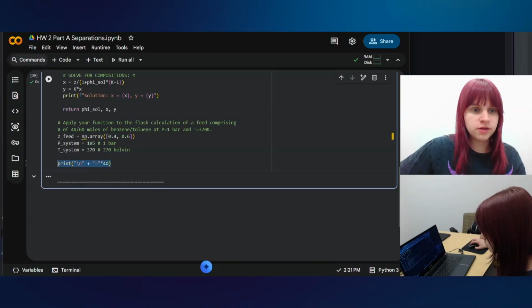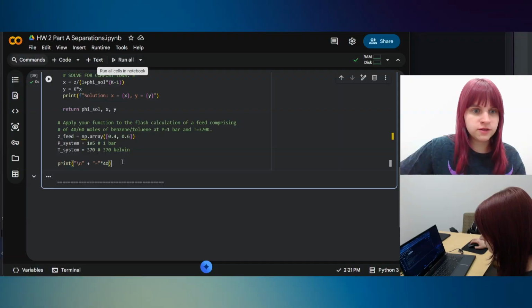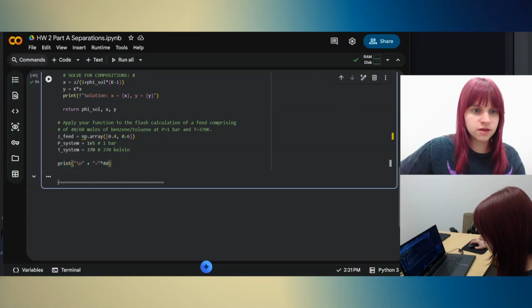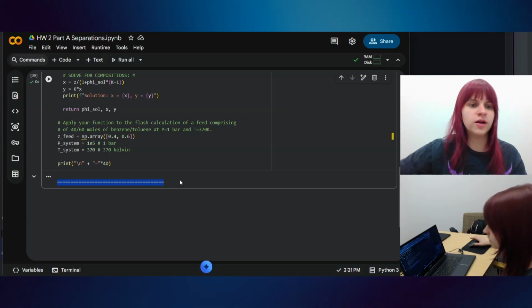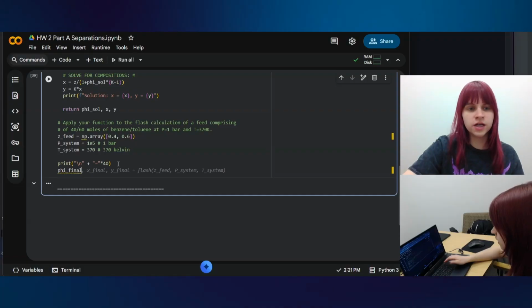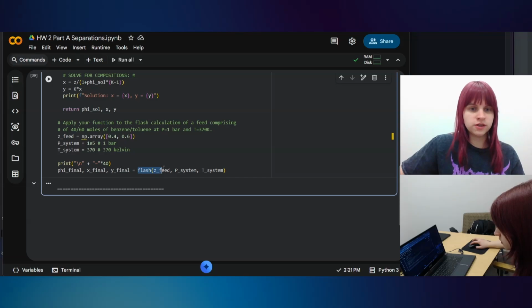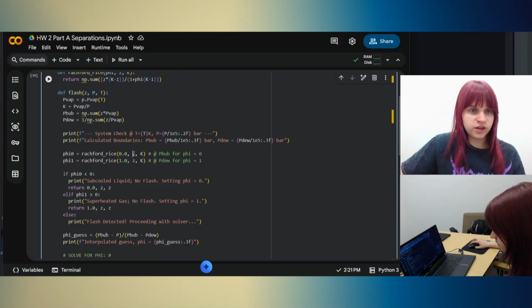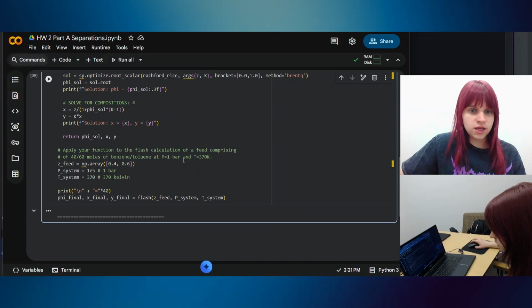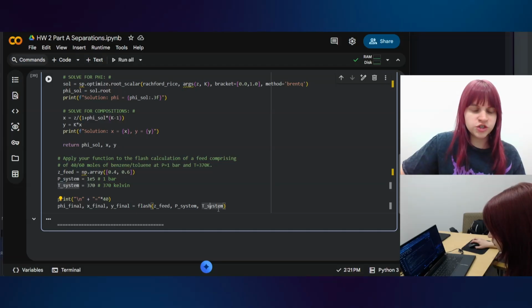And I just grabbed this line and copied it from somewhere, but basically what this does is it gives us a line like this so that it kind of separates our print options. So our final phi, our final x, and final y are going to be taken from the flash calculation. So this flash calculation up here, ZPT, we are giving it our Z from here, our system pressure and our system temperature.